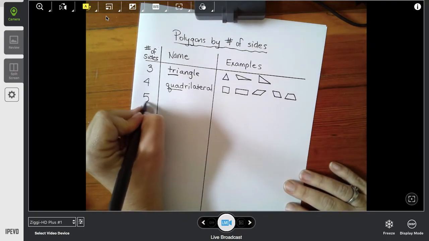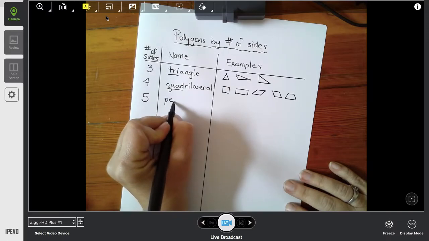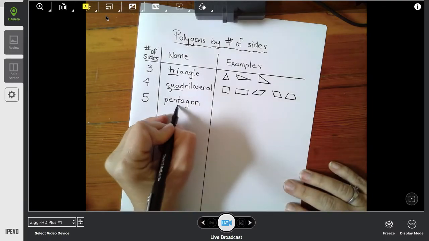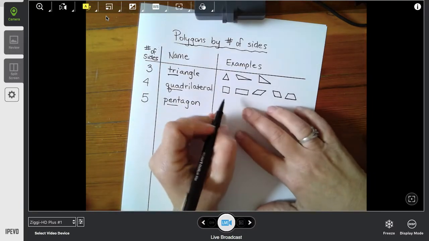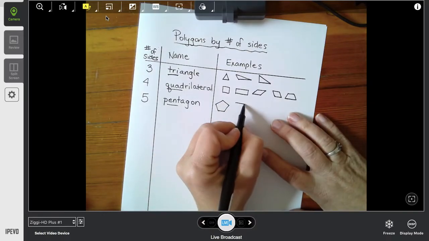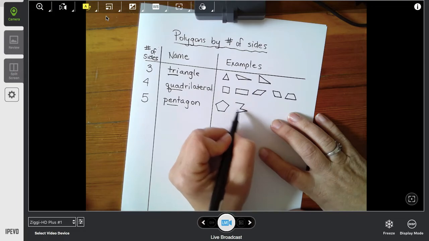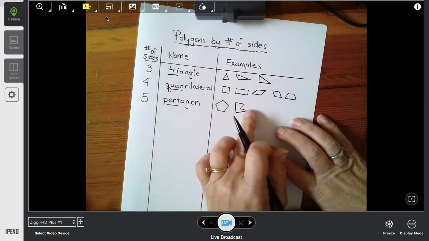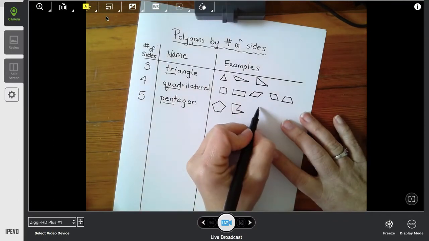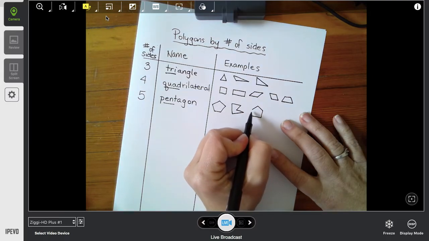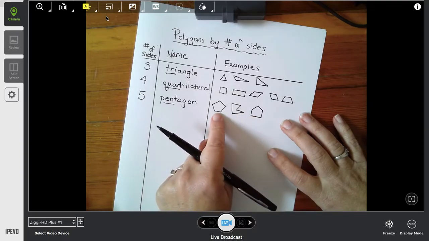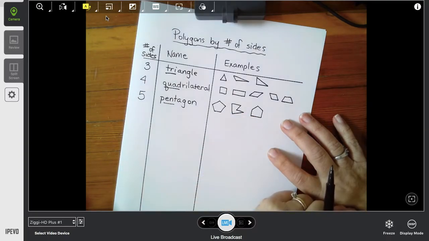A 5-sided figure is called a pentagon. A pentagon, pent means 5, is a 5-sided figure. Now a regular pentagon looks like this. It could be 1, 2, 3, 4, 5-sided figure, has a reflex angle in there. But anything with 5 sides is called a pentagon. It also can look like this, which is our house shape. This one is regular, this one is not. This one has 4 equal sides and angles, this one doesn't.